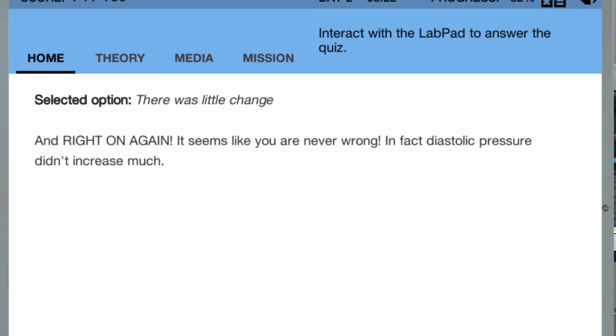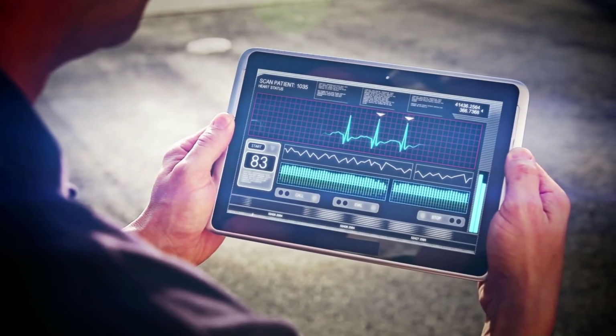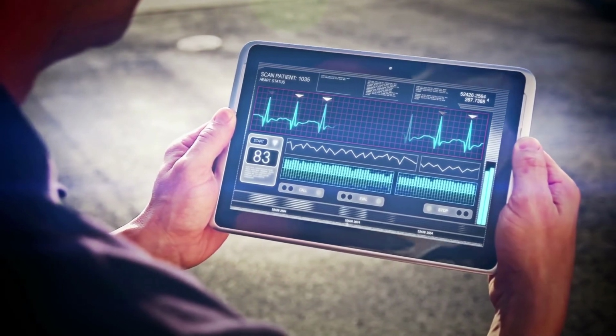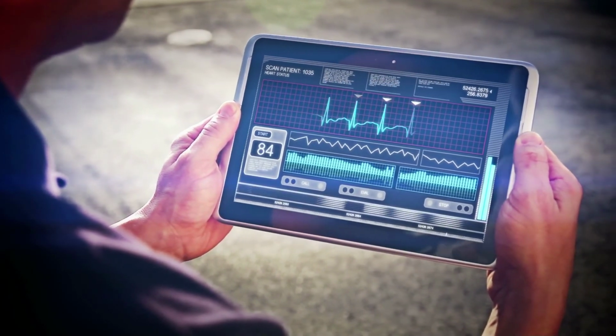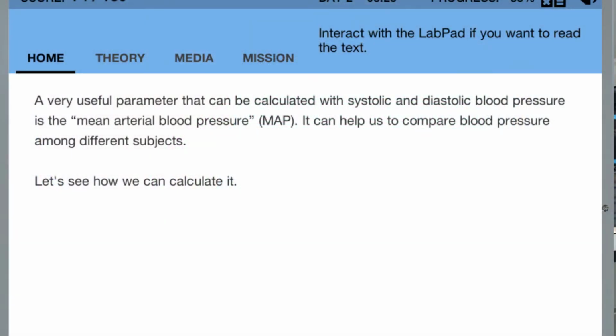And right on again. It seems like you are never wrong. In fact, diastolic pressure didn't increase much. A very useful parameter that can be calculated with systolic and diastolic blood pressure is the mean arterial blood pressure. It can help us to compare blood pressure among different subjects. Let's see how we can calculate it.